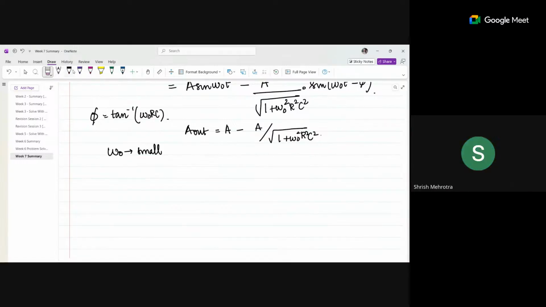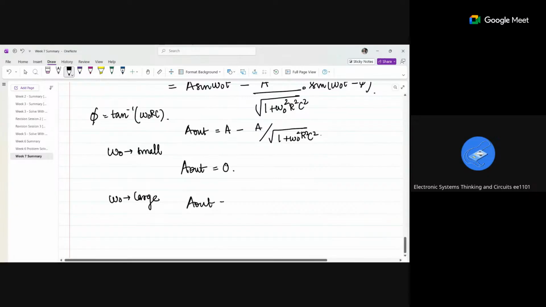So, ma'am, A out will be 0. Yes. A out will be equal to 0 when omega naught is large... A out will be equal to A. Yes.